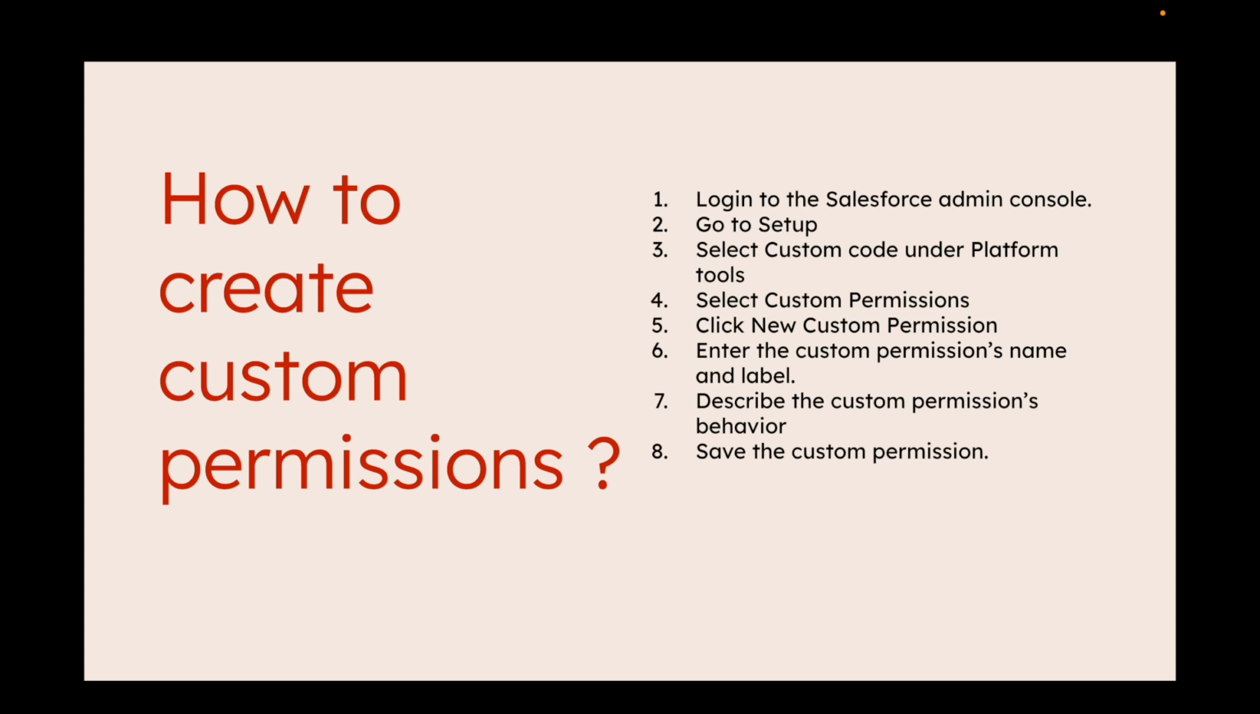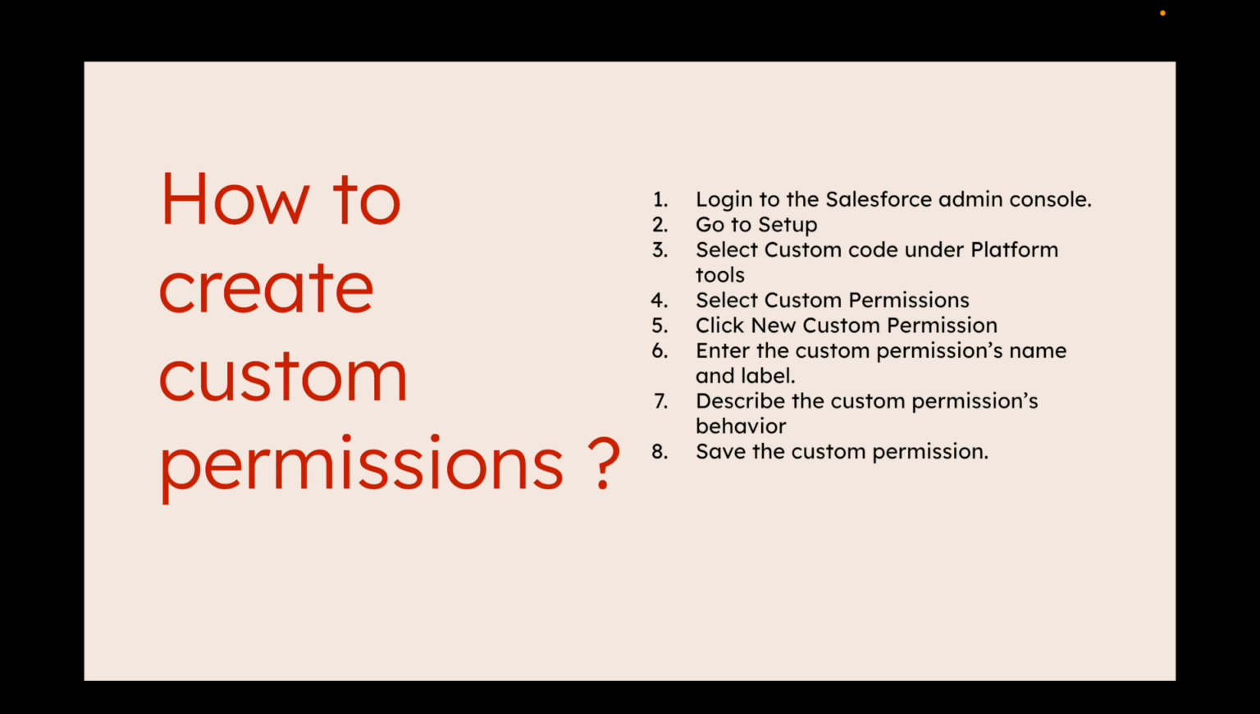You can simply go to the Salesforce admin console first. Then you can click on the gear icon and you will see the drop down to go to Setup. Under Platform Tools, you can see Custom Code, and under that you will see the option of Custom Permissions. Or directly you can just go to Setup and in Quick Find you can type custom permission. You will see the option of Custom Permissions.